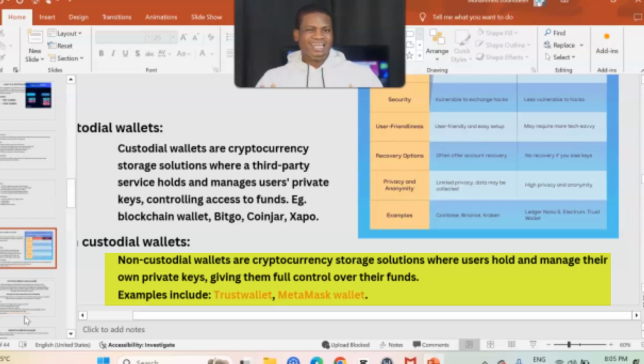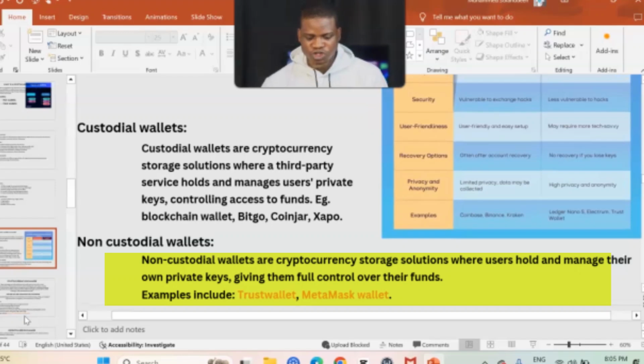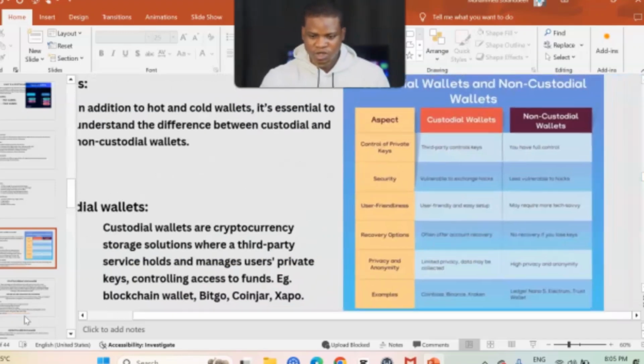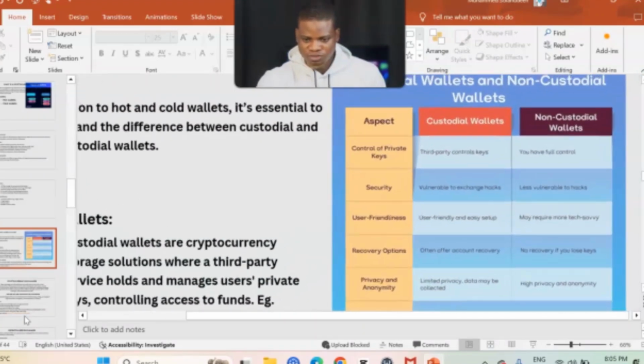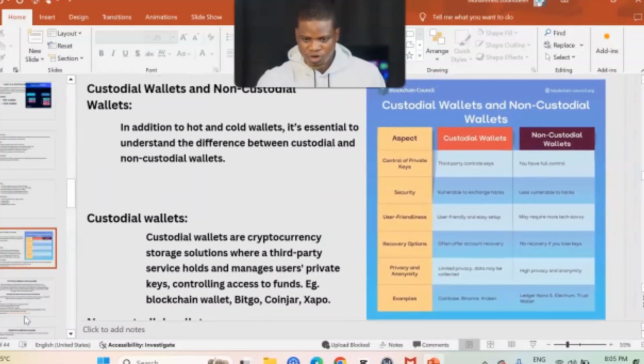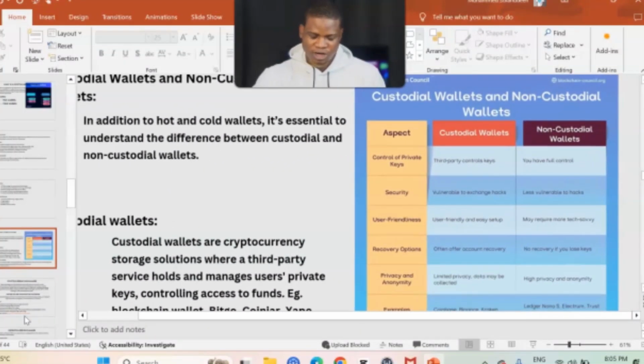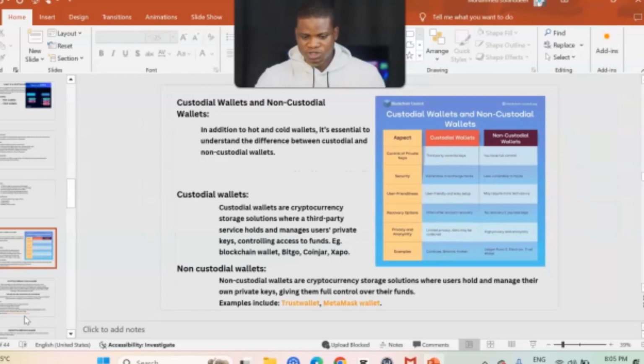Custodial and non-custodial wallets are usually used online. So it's not about being online or offline, it's about the private keys. For custodial wallets, your private key is with the company. For non-custodial wallets, your private key is with you. Examples of non-custodial wallets are Trust Wallet and MetaMask. You can just pause the video, scan through this particular document and look at it so that you can understand what custodial and non-custodial wallet simply means.